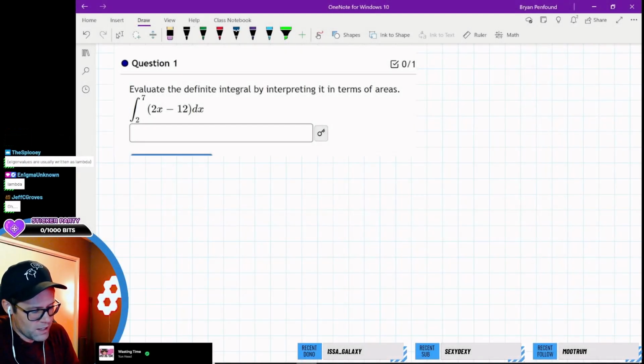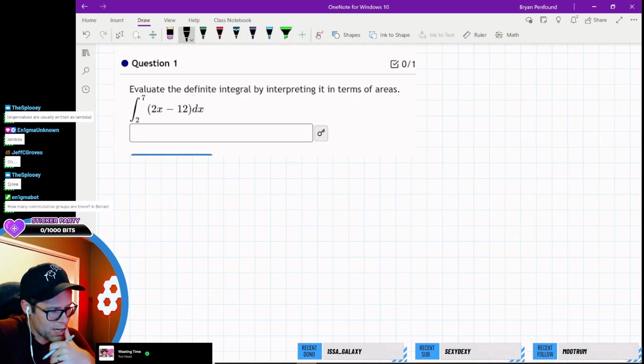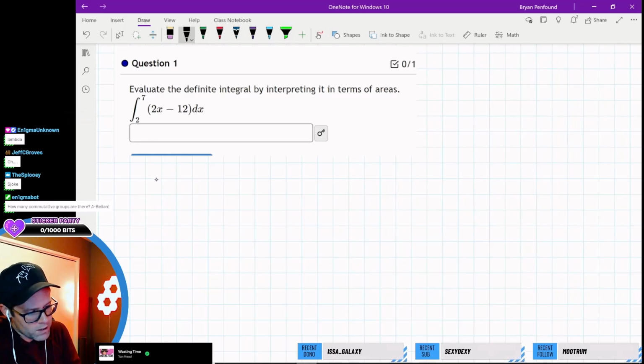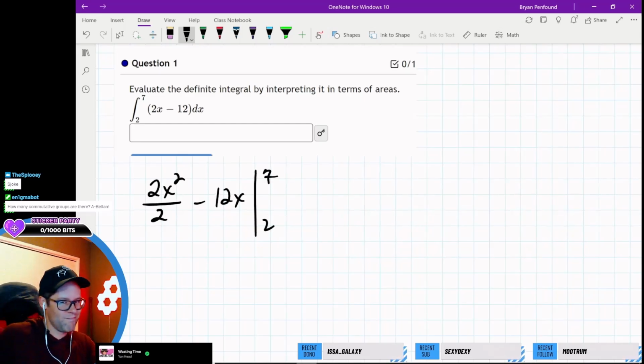What do they want us to do with this? Can't we just anti-differentiate and not worry about it? I mean, yeah, I'm sure we could write this as a line and interpret it in terms of rectangles and triangles and stuff. But it's also easy to just go 2x squared over 2 minus 12x and evaluate it.